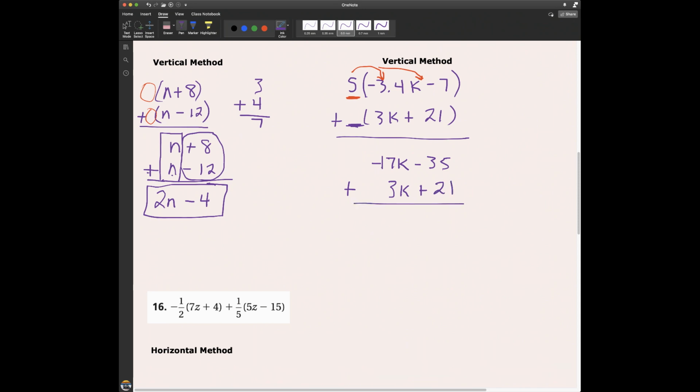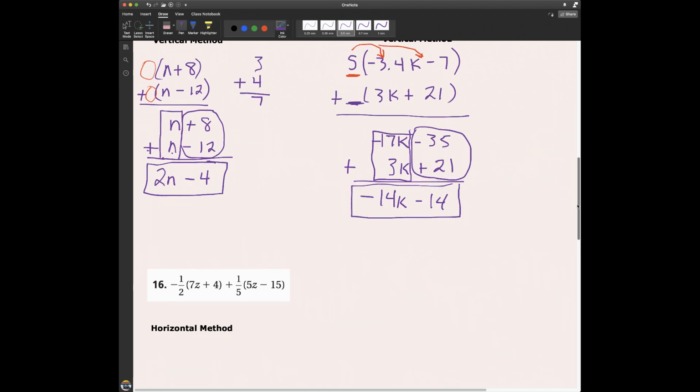So now I have negative 17k plus 3k, and that is negative 14k. Then I have negative 35 plus 21, and that is negative 14. So I get the same answer. There's no parentheses, there's no like terms. Again, notice how when I use this vertical method, it's easy to see the like terms. They're all lined up nice and neat, and I can combine them.